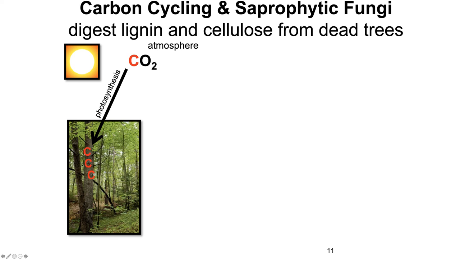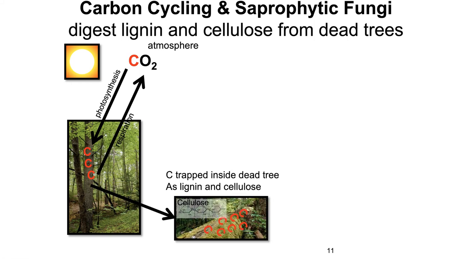So they need those sugars. And some of those carbon atoms will get used by the tree in respiration. Remember, respiration takes sugars and breaks them down and turns them back into CO2. And so some of those carbon atoms in red get turned into sugars, and some of those sugars, because trees also do cellular respiration, will turn those carbon atoms back into CO2 that will be released back into the atmosphere.